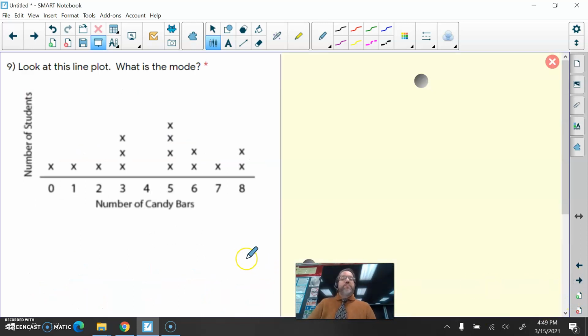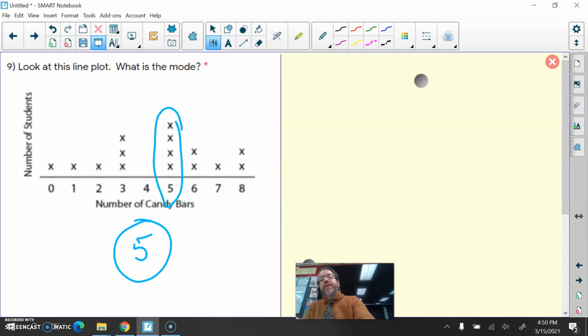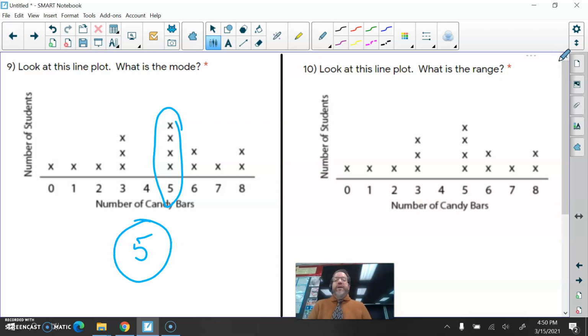Number 9, same line plot. What is the mode? Well, we just need to look for the one that appears the most frequently, and we have the most x's. The tallest stack is right here at the 5. So our mode is 5. And then what is the range? The range is the high number, 8, minus the low number, 0. And there is a 0 marked there. So my range is 8. Isn't this easy?